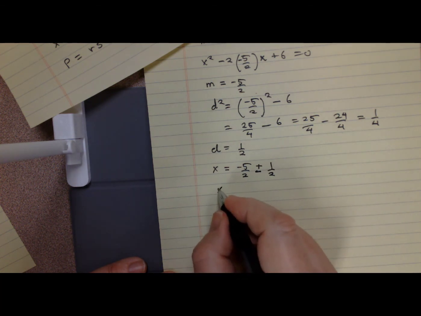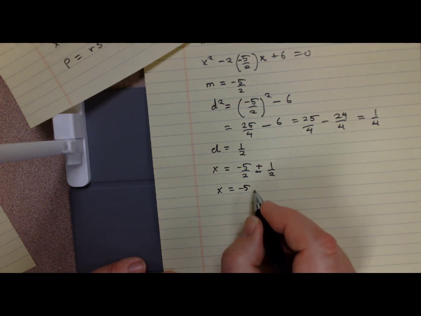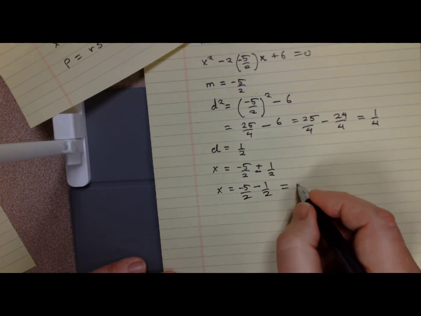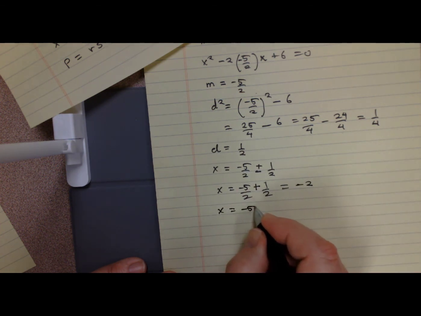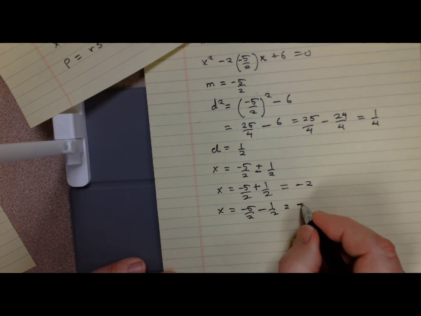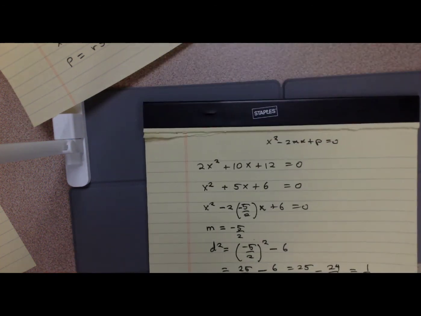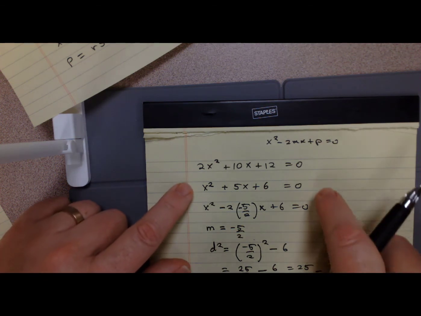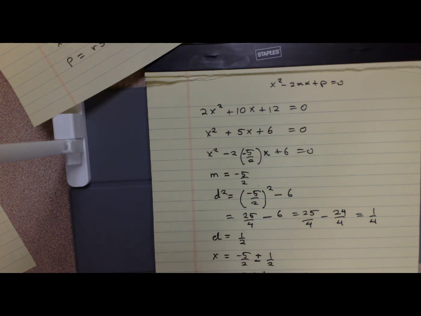And so x equals negative 5 halves plus 1/2, which is negative 4 halves, which is negative 2, and x equals negative 5 halves minus 1/2, which is negative 6 halves, which is negative 3. And these, if you go through, these are the roots of that polynomial there.